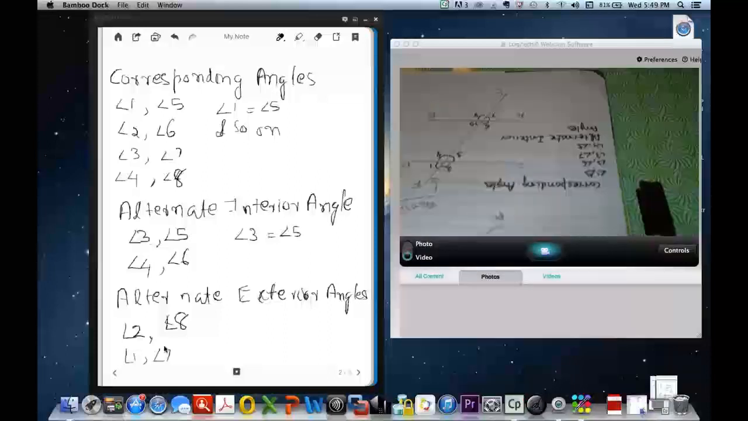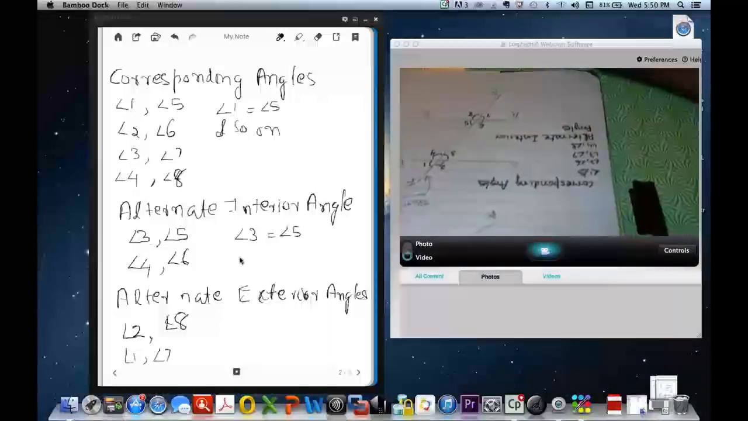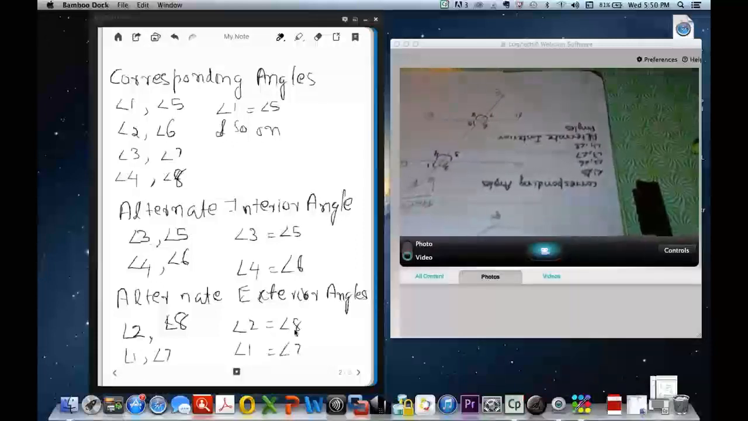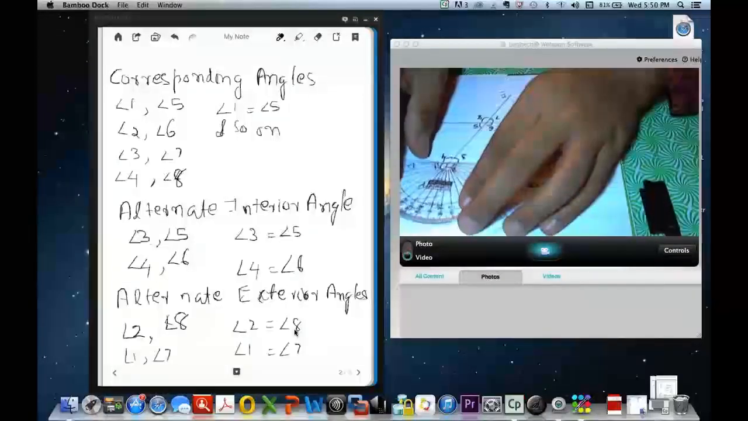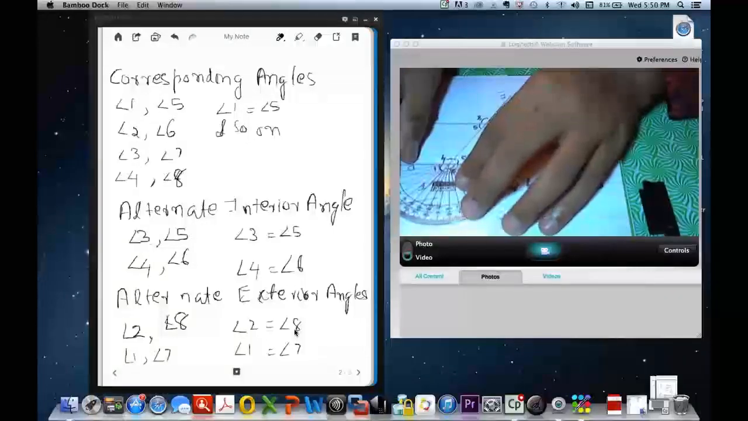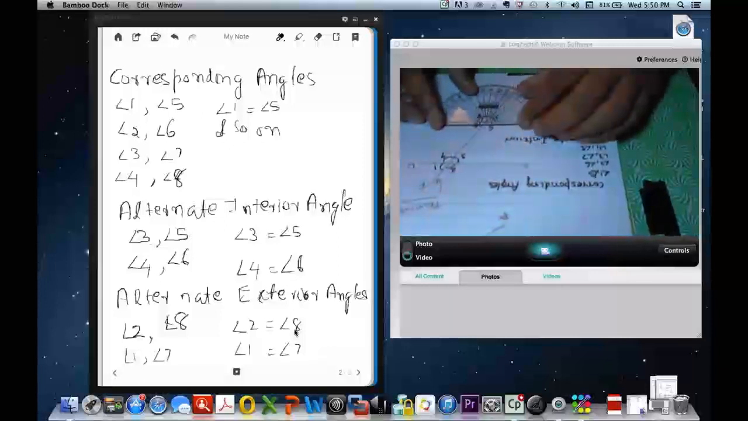Now you can see that the alternate exterior angles are also equal to each other. Similarly here, angle 2 is equal to angle 8 and angle 1 is equal to angle 7. Right? Now let me just measure it. Angle 1 is again 61 degrees, and you can see that angle 7 will also be 61 degrees.